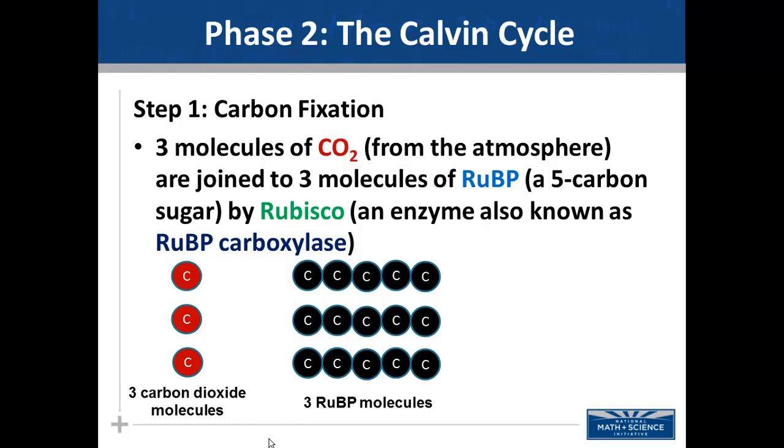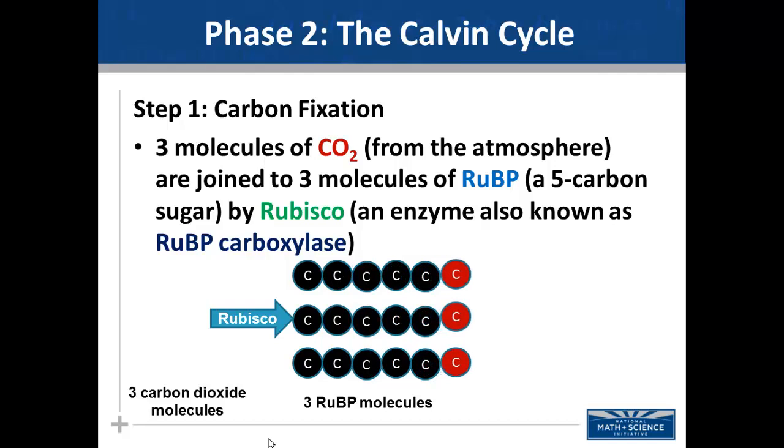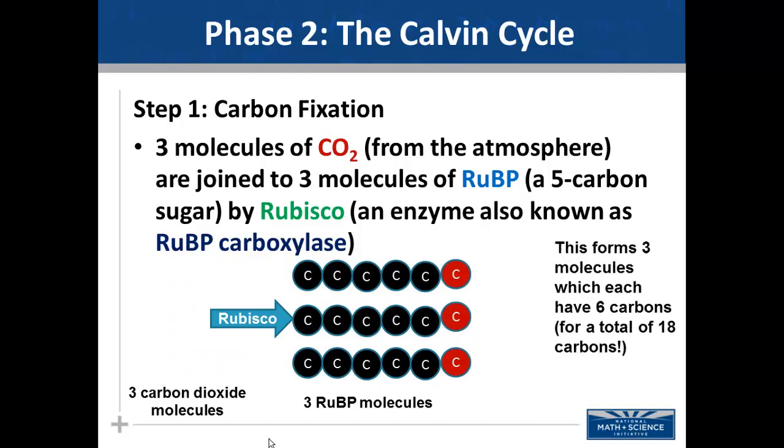You don't need to know about all the other atoms, but you do need to understand how this works. So we have our enzyme Rubisco, and Rubisco is going to join each of these carbon dioxide molecules to an RuBP molecule. When that happens, instead of the 3 5-carbon molecules we started with, after this first step we have 3 molecules that each have 6 carbons. And so right now, we have a total of 18 carbons.